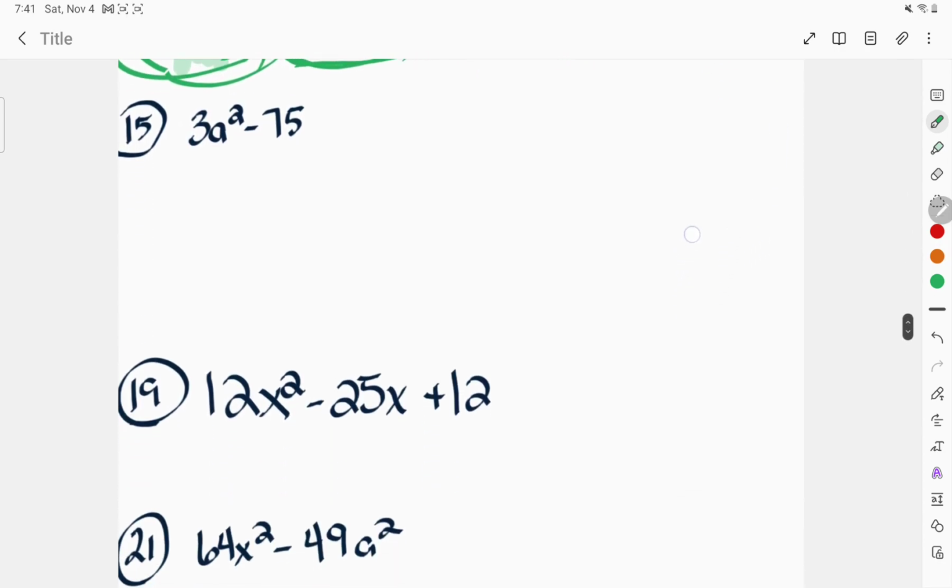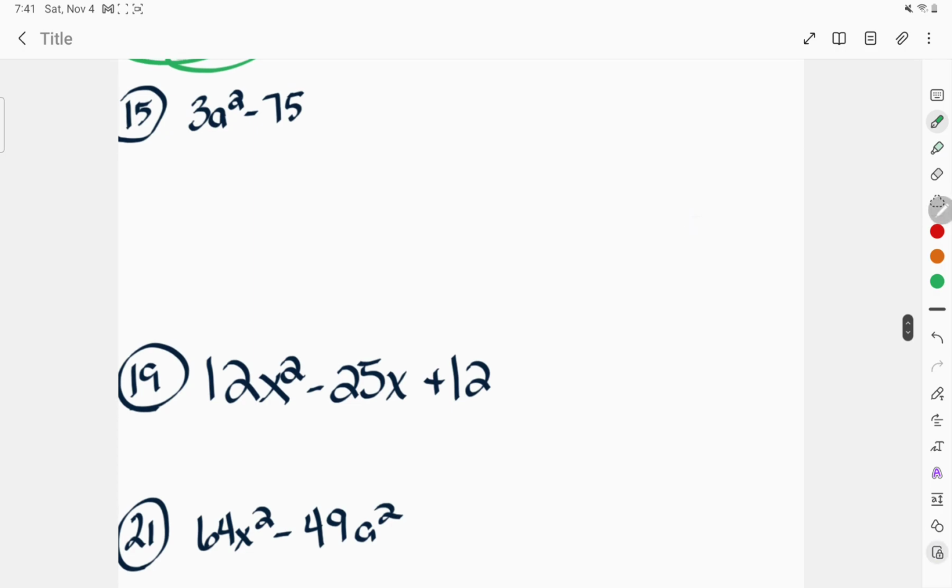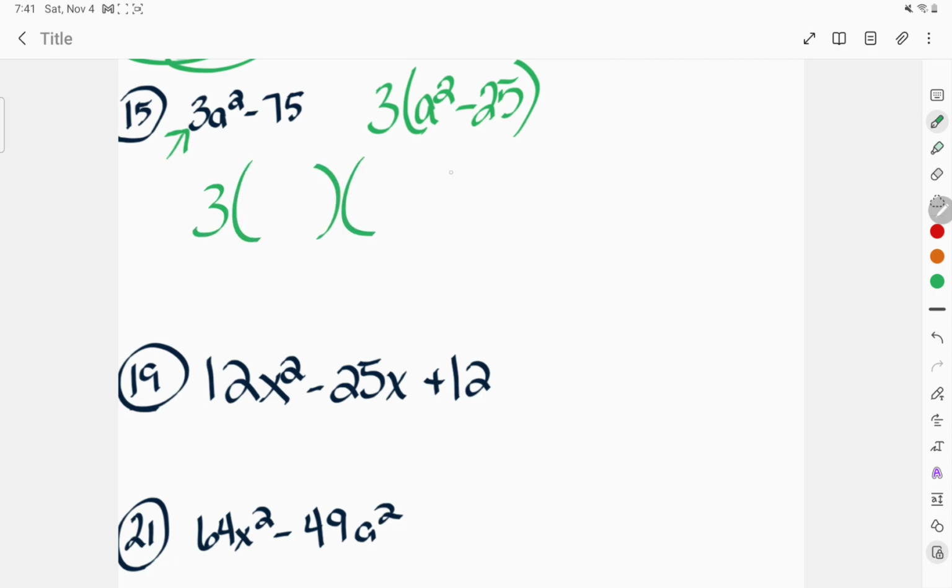All right. Number 15, it ends up being a difference of 2 squares. So the first thing I'm going to do is factor out that 3, because 3 goes into 3 one time and 3 goes into 75 25 times. So factor out the 3, and I'm going to get a squared minus 25. This is a difference of 2 squares. A difference of 2 squares means you're going to factor it out into 2 binomials.